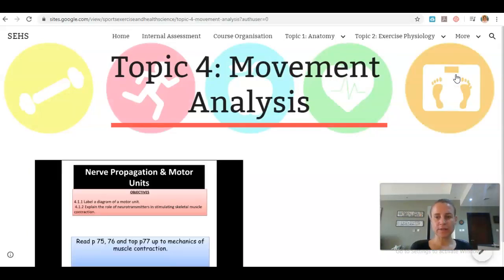There's 3 different bits for movement analysis. There's one about how do muscles work and what's going on with the muscles. Then there's a little bit about what type of movement is called what, so if it's rotational, if it's flexion, things like that. And then there's a bit of physics in this unit as well. So this will take us quite a few weeks to get through.